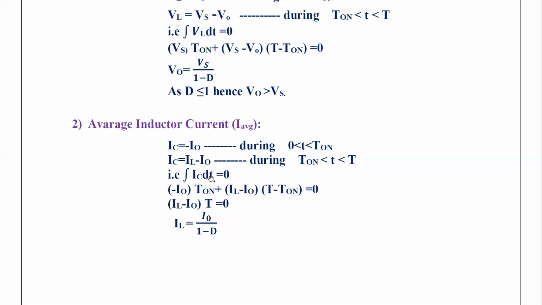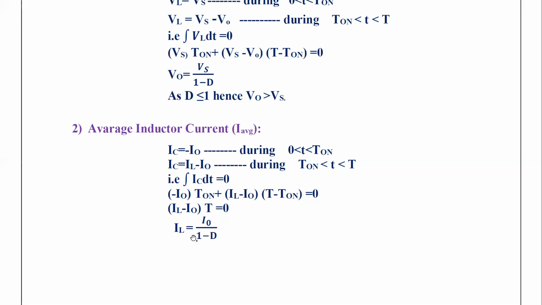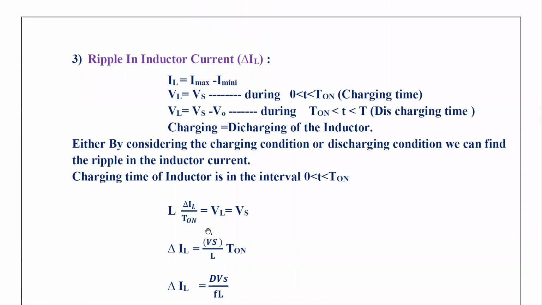So as per the ampere second balance equation, minus I naught into T on plus (IL minus I naught) into (T minus T on), which is the turn off time, is equal to 0. By simplifying this equation, we will get IL is equal to I naught divided by 1 minus D. In the buck converter, we got IL equal to I naught, almost load current equal to output current. But in this case, IL is equal to I naught divided by 1 minus D.